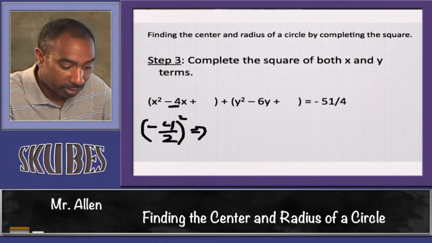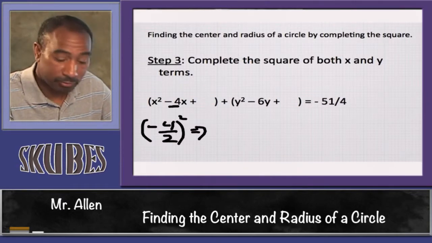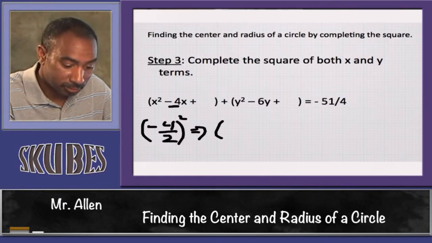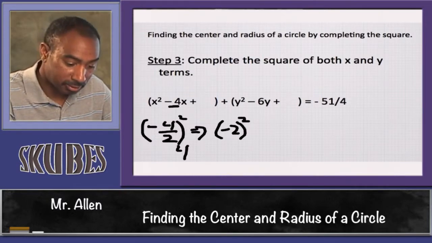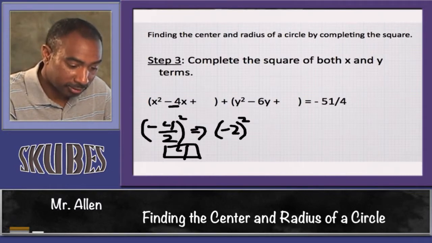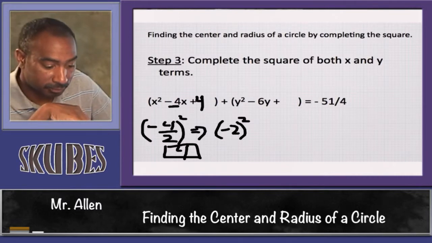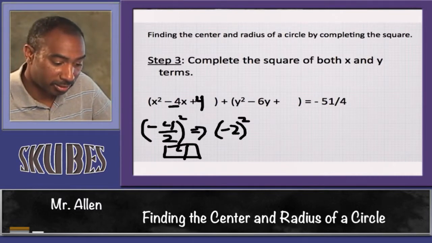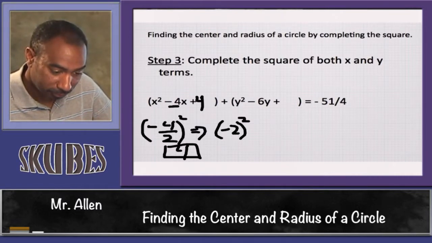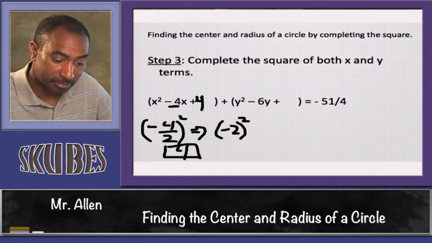So if I divide negative 4 by 2, I get negative 2. If I square the result, I get 4. So I'm going to take this number here, 4, and add it to this to complete the square of that term. So now I have a square trinomial. All right, do the same thing to the y term.